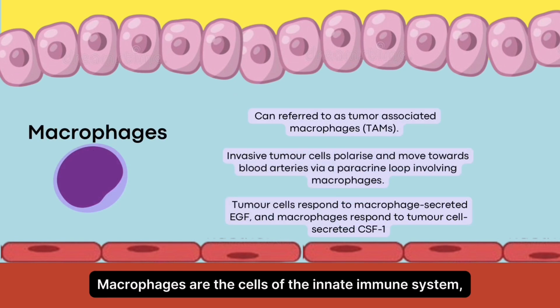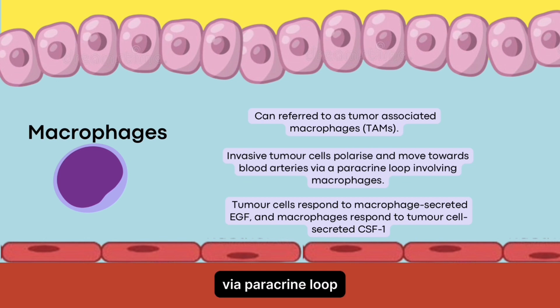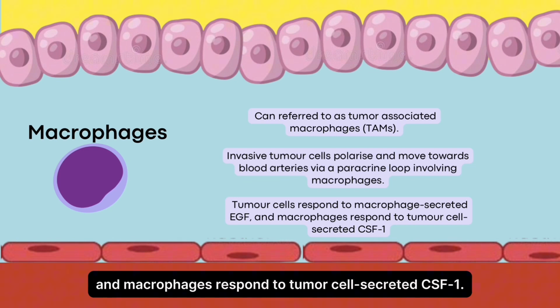Macrophages are the cells of the innate immune system, and when recruited to the cancer site, they are referred to as tumor-associated macrophages, TAMs. Invasive tumor cells polarize and move towards blood arteries via a paracrine loop involving macrophages. Tumor cells respond to macrophage-secreted EGF, and macrophages respond to tumor cell-secreted CSF1.